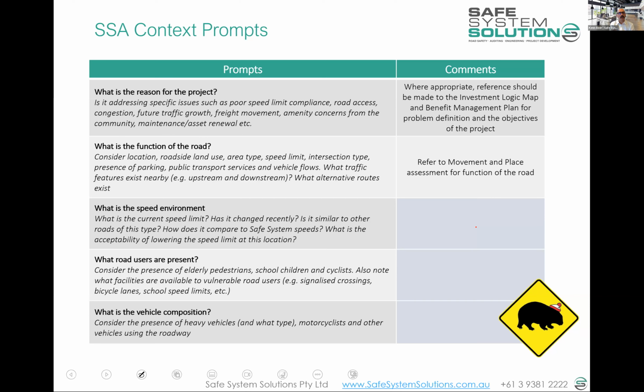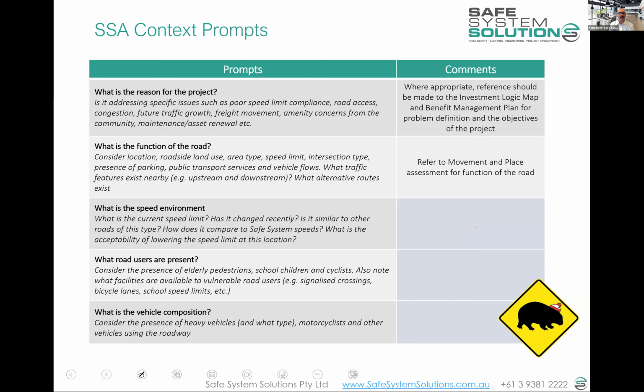You would ask a lot of questions to gather understanding of the context of this project. Now, Austroads, in the Safe System Assessment Framework, laid out these prompt questions. What's the reason behind the project? What's the function of the road? Speed environment? What road users are there? Do you know the movement and place categorisation? Vehicle composition?